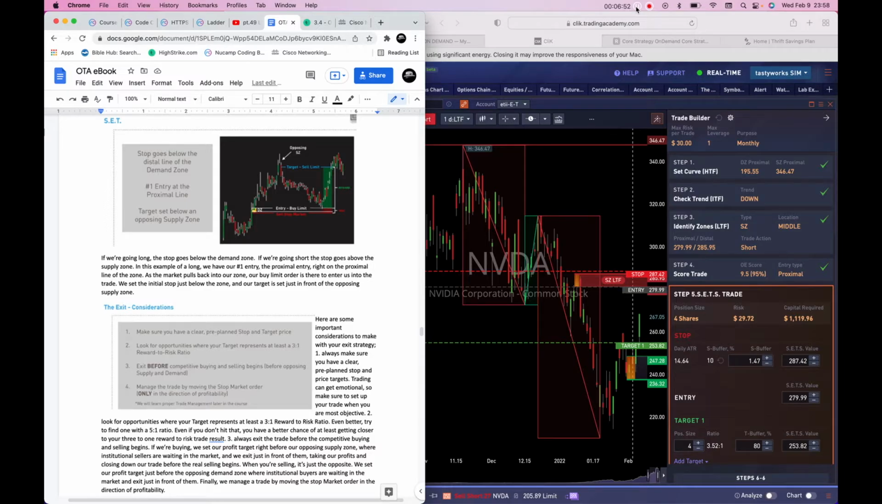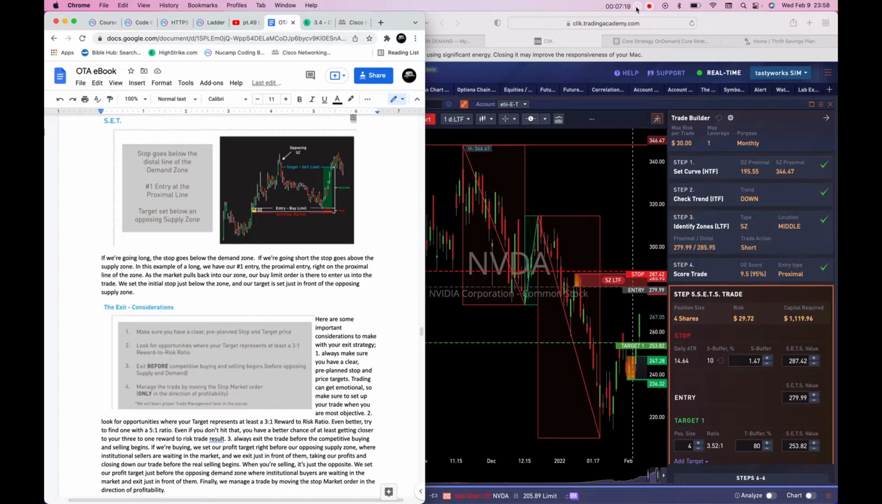Now, here are some important considerations to make with our exit strategy. Number one, always make sure you have a clear pre-planned stop and price target. Trading can get pretty emotional, so make sure to set up your trade when you are the most objective. And again, that is before you enter the trade.